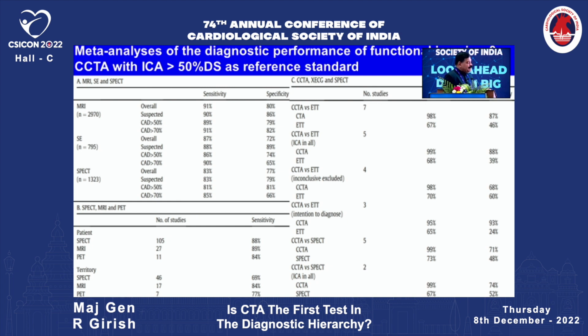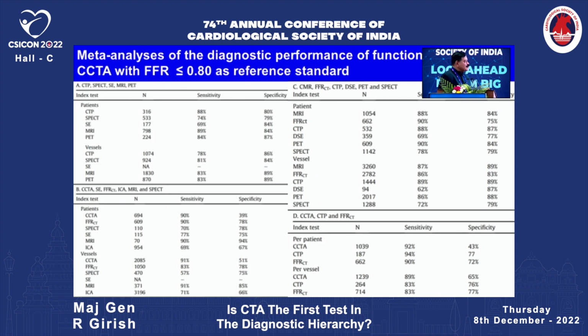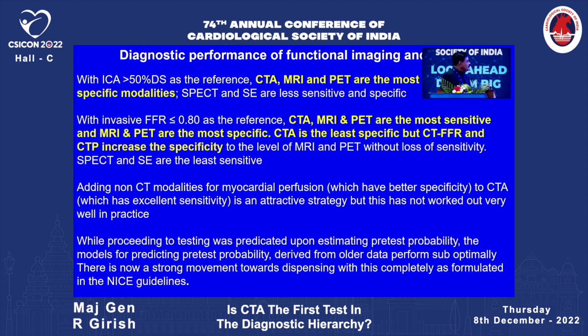CCTA has been compared with invasive coronary angiography with more than 50% diameter stenosis and also with FFR less than 0.8. So the findings were that with ICA, that is invasive coronary angiography, as a reference, then CTA, MRI and PET were more sensitive and specific. Whereas if FFR was used as a reference, CTA, MRI and PET were more sensitive, but only MRI and PET were specific. CTA was the least specific. However, specificity was increased with addition of FFR and CT perfusion.